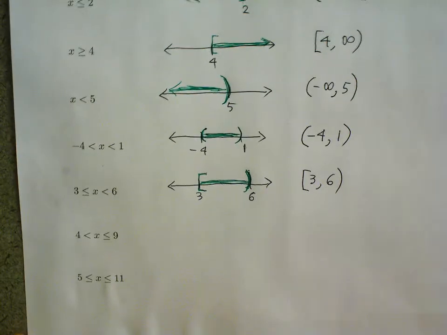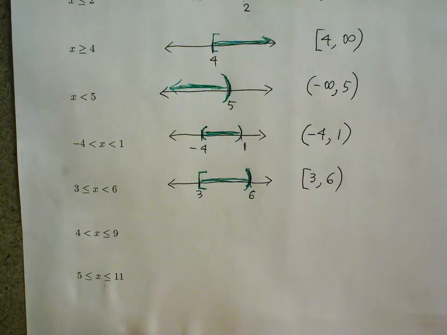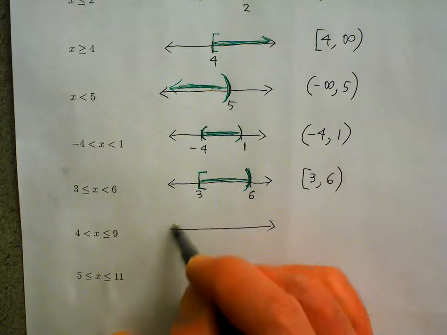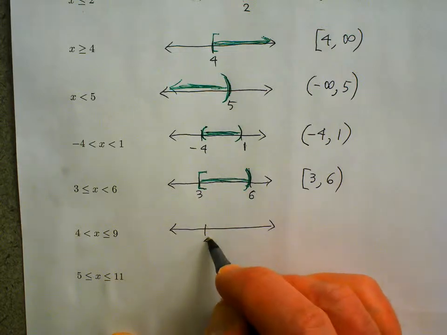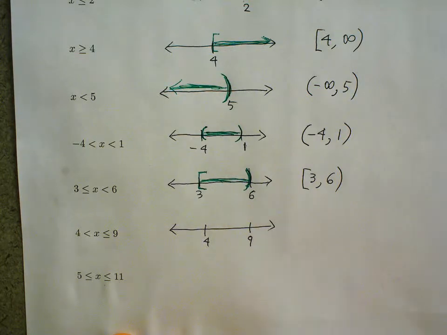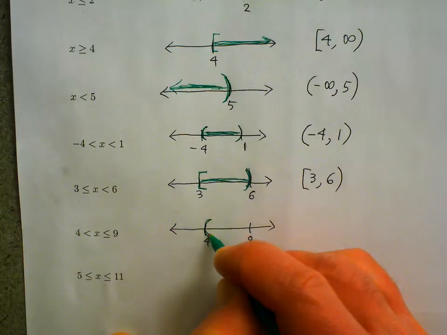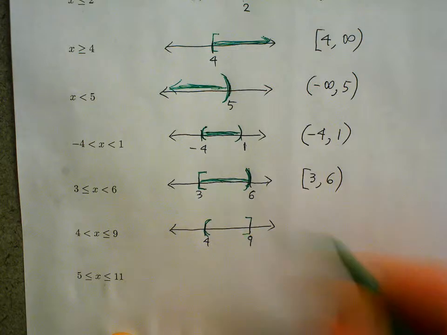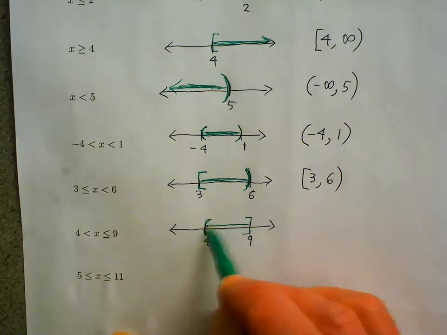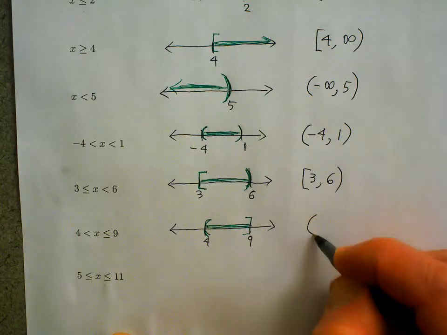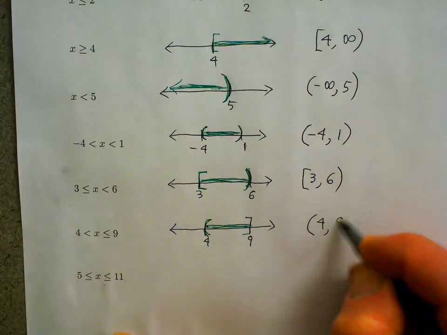Okay, the next one, 4 is less than x, and x is less than or equal to 9. So we plot the number 4 and plot the number 9. 4 is less than x, so parenthesis at 4, and x is less than or equal to 9, so we put a bracket at 9. Shade in between. Then the interval notation is parenthesis 4, comma 9, bracket.